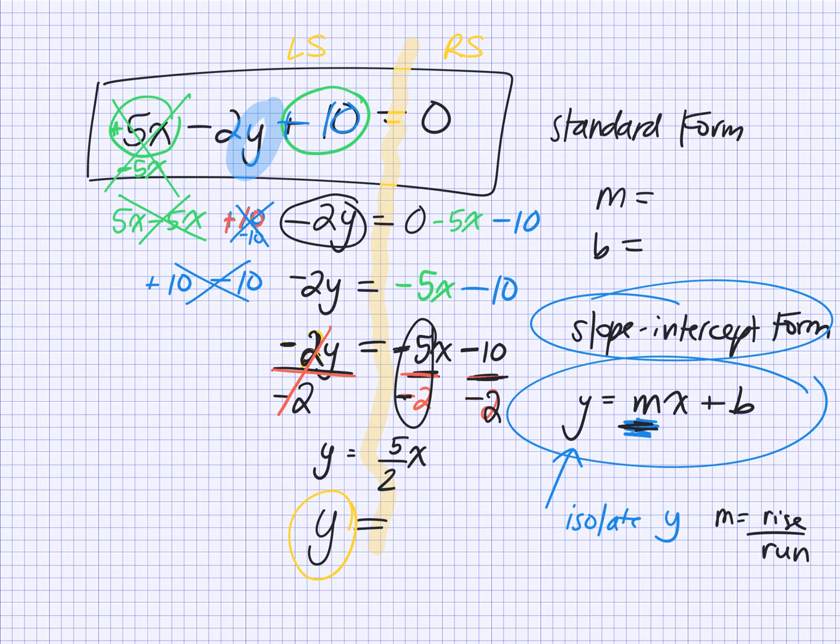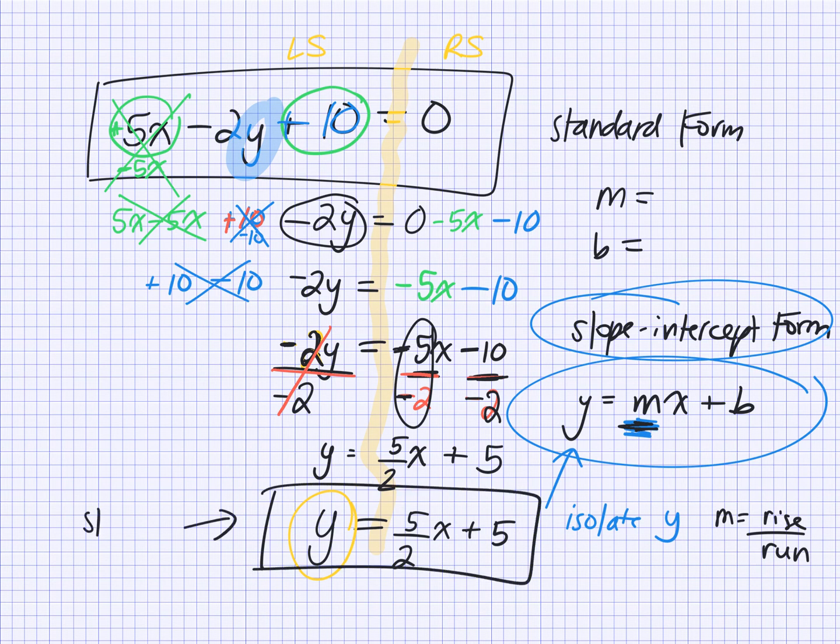Negative divided by negative is positive, and then what's 10 divided by 2? Good. Okay, so the final answer is y equals 5 over 2x plus 5. And this is the answer in slope-intercept form.